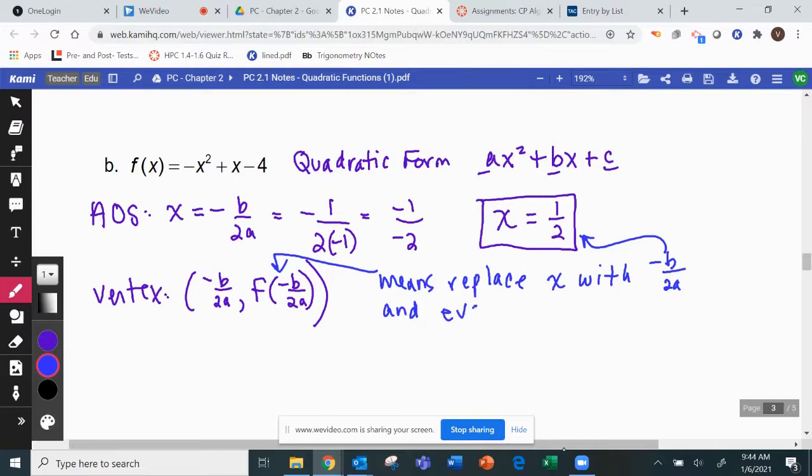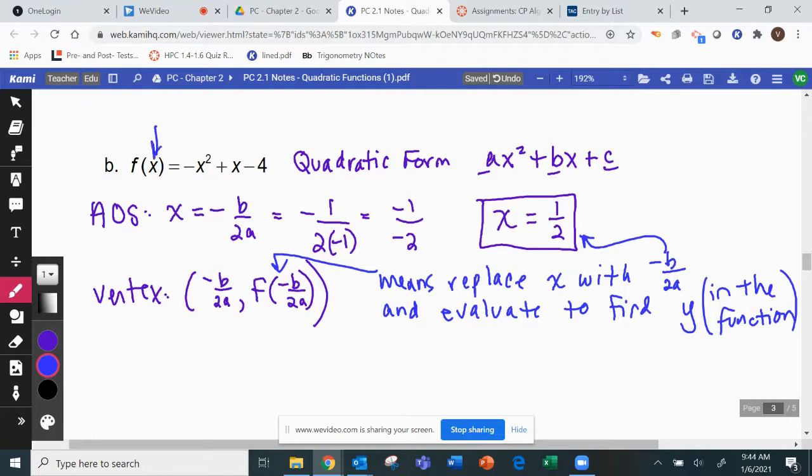and evaluate to find y. I should write replace x, that means in the function. That's where we're replacing in the function right here where there is an f of x. That's where we're going to put it. So instead of f of x, I'm going to do f of, and my negative b over 2a is a half, equals, I'm going to copy the minus sign.